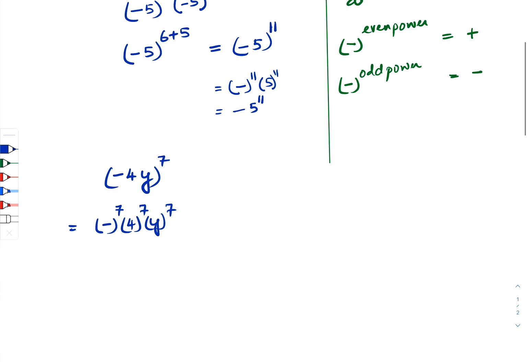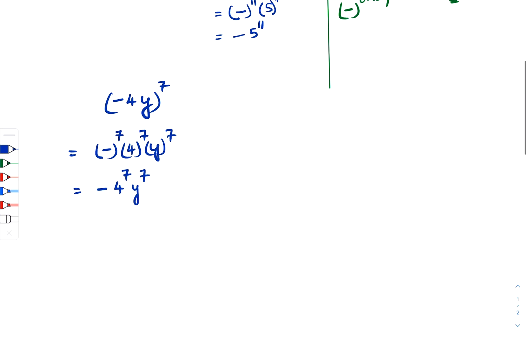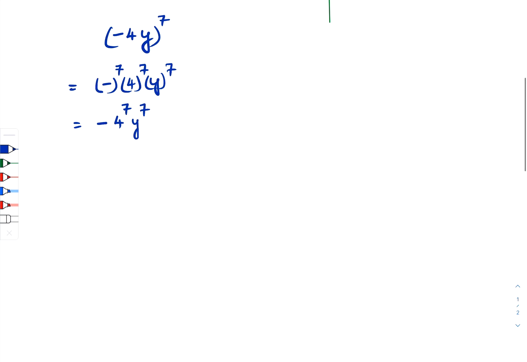All right, so then we know that the negative sign is raised to an odd power. So therefore, that is going to be equal to negative. And then the 4 is raised to the 7th power, so we keep that as 4 raised to the 7th. And the y is raised to the 7th power, so we keep that as y raised to the 7th. And we're done. Let's try another one.